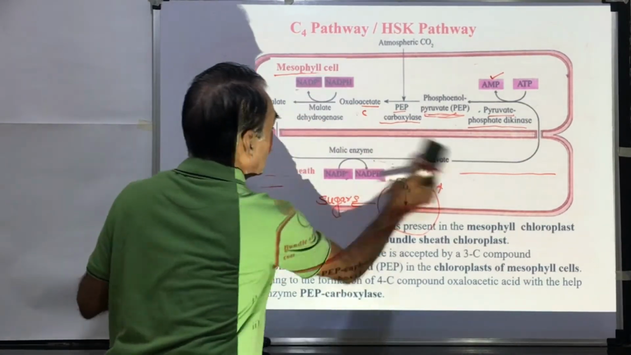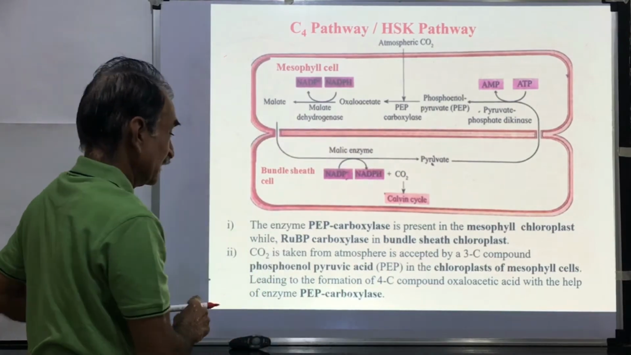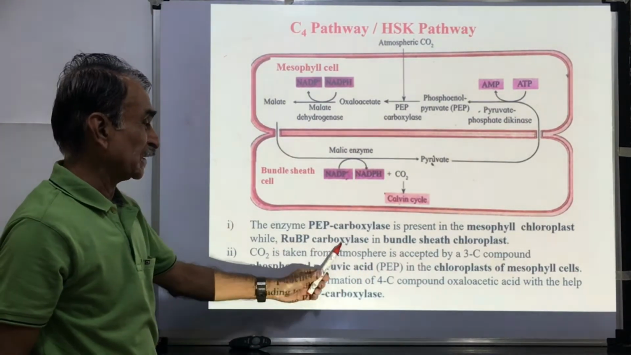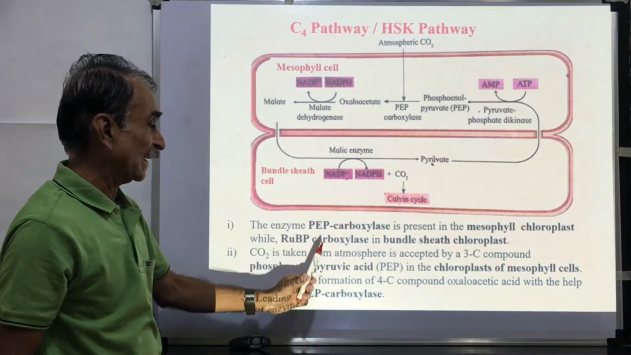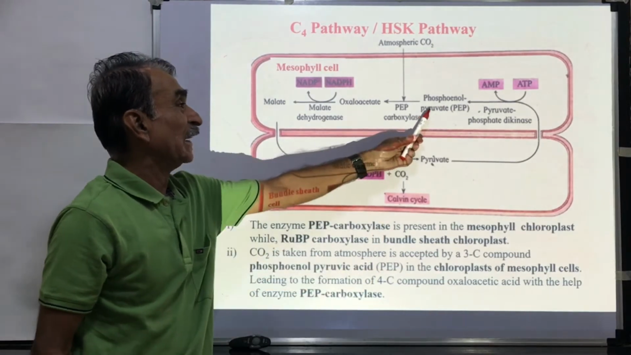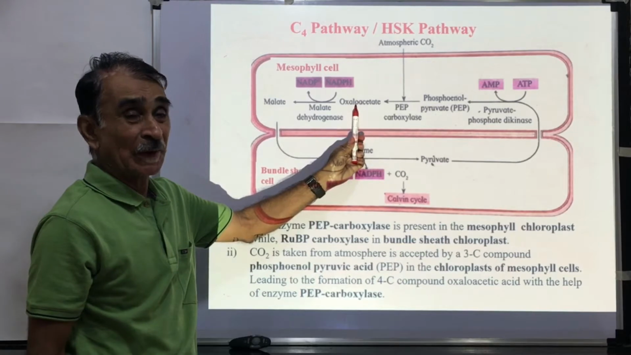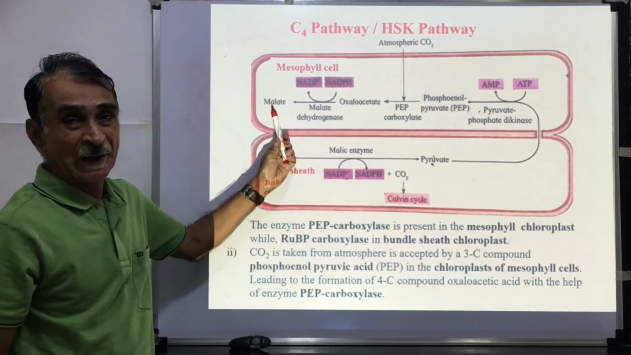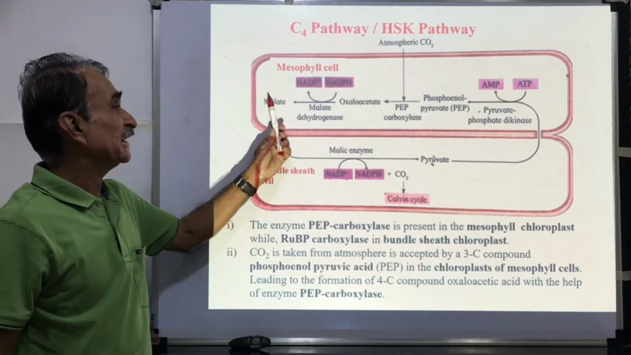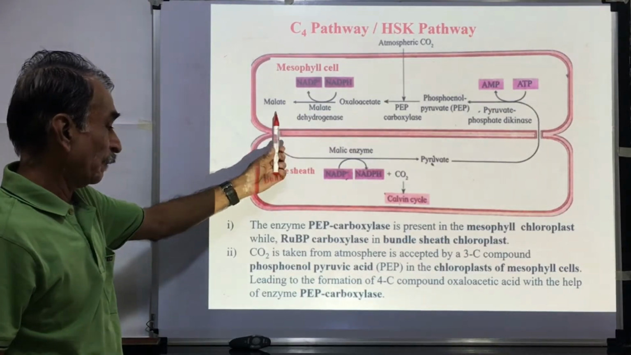We shall see all these things according to our points. The enzyme PEP carboxylase is present in the mesophyll cell, and Rubisco is present in the bundle sheath cells. CO2 is taken from the atmosphere and accepted by the 3-carbon compound PEP, which is converted into the 4-carbon compound OA, which is immediately converted into malate. Malate is the initial stable product of the HSK path. It is a 4-carbon compound. That's why this pathway is called the C4 pathway.